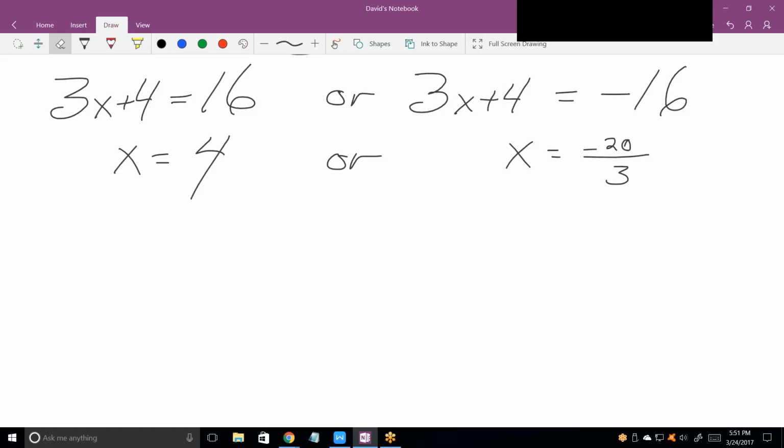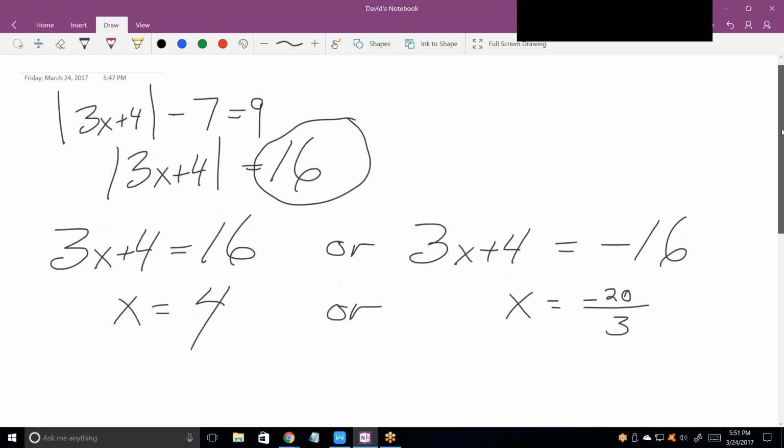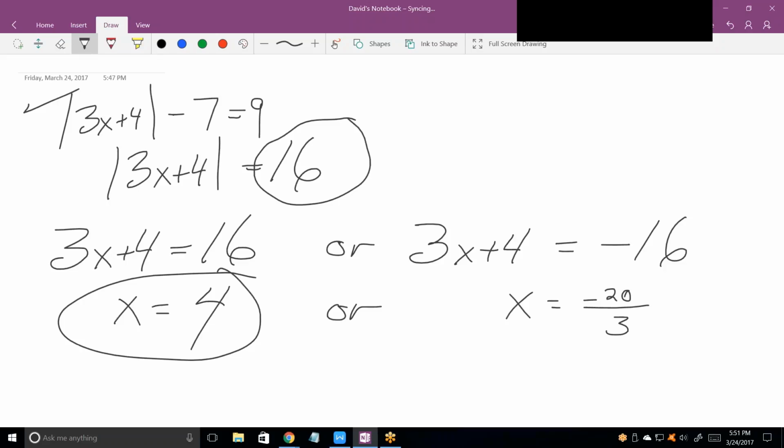Now, the fact is that either one of those is going to work. If we go back up into our original equation, this one right here, that answer satisfies the equation, and so does this answer.